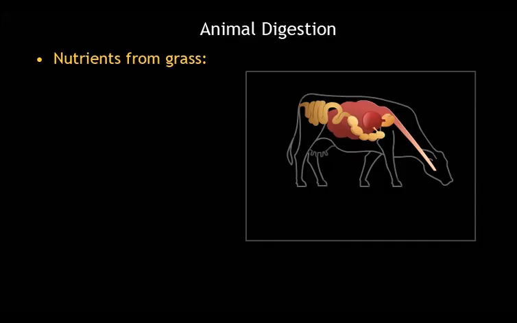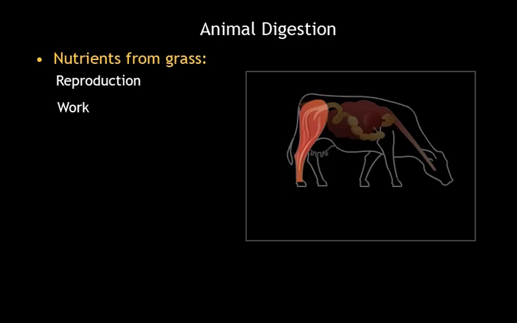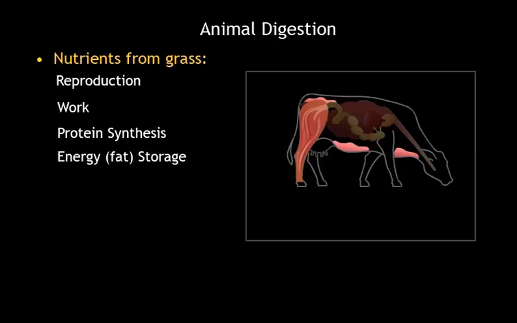This energy derived is used by the animal to fuel biological functions, such as reproduction and work. It also supplies energy and nutrients for the synthesis of proteins, such as muscle, or for the production of fat. The digestive process and the use of nutrients for energy also generates heat to maintain the cattle's body temperature.